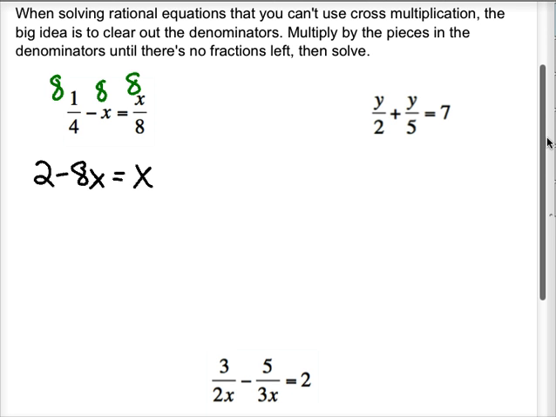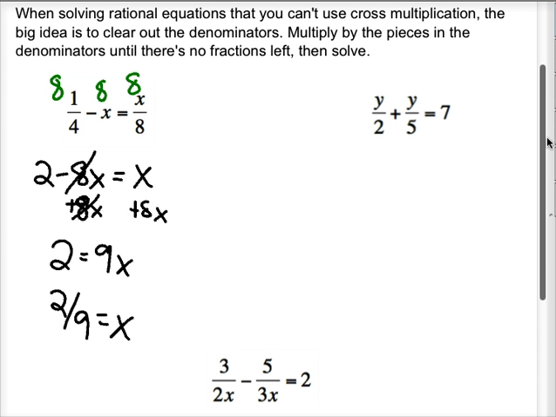And now I can just solve this linear equation. I can add 8x over to get 2 equals 9x. Divide both sides by 9. And your solution is going to be 2/9. All right, let's take a look at our next one.